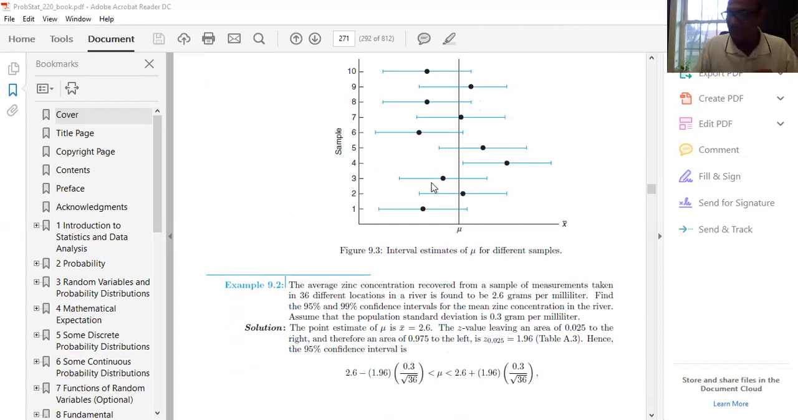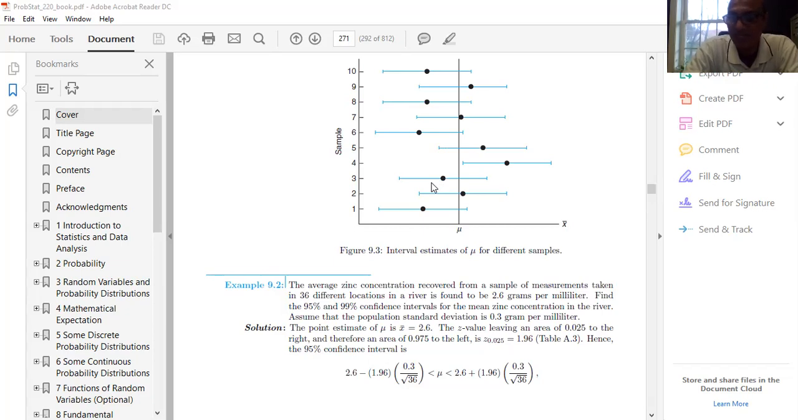Okay, so my solution is something like this. The example is like this. The average zinc concentration recovered from a sample of measurements taken in 36 different locations in a river is found to be 2.6 grams per milliliter. Find the 95% and 99% confidence intervals for the mean zinc concentration in the river. So we are asked two questions. One is 95%, second is 99%. These are the two main standard confidence interval types, 95% and 99%. But it could be 93, 90, something like this too, 98.